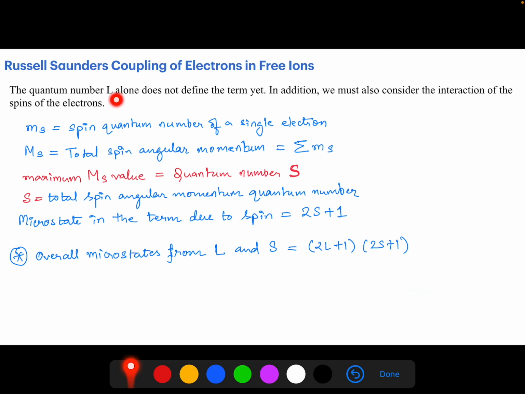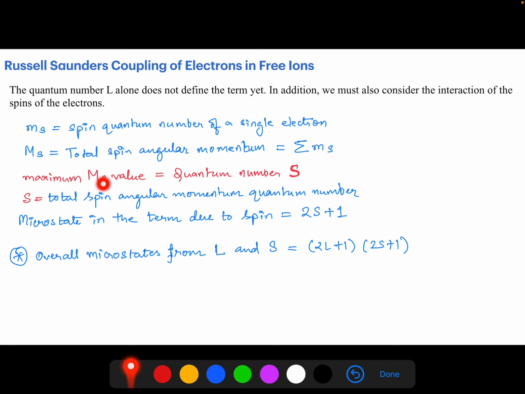The quantum number capital L that we have seen alone does not define the term. So in addition, we must also consider the interaction of the spin of the electrons. For that, ms is the spin quantum number of a single electron, and the capital Ms is the total spin angular momentum. So it can be calculated as the summation of the spin quantum number of each electron.